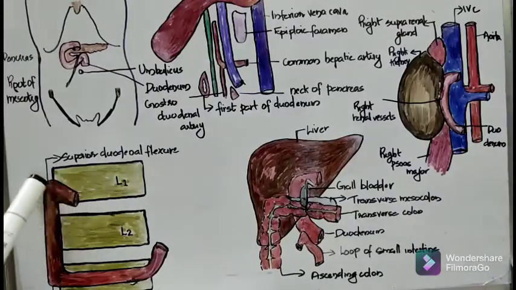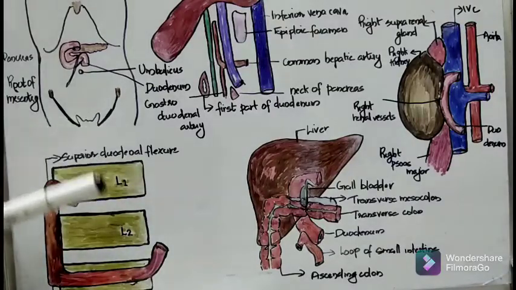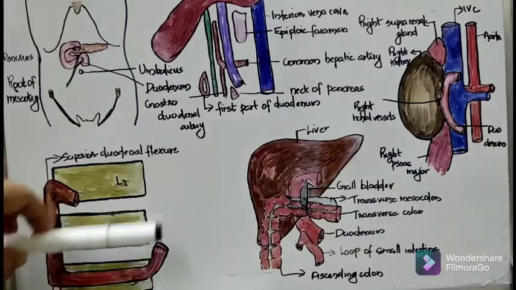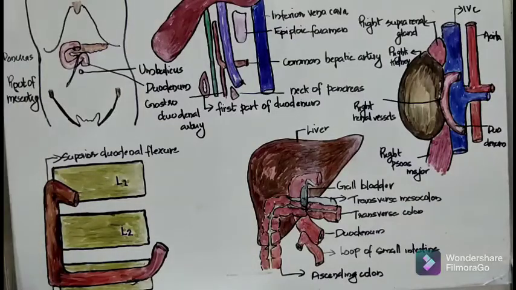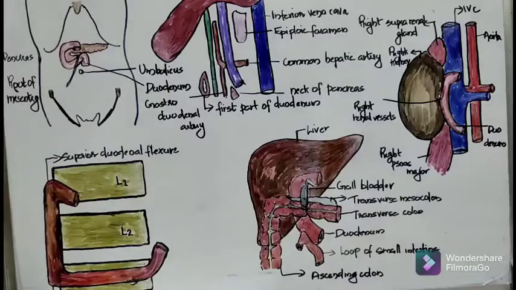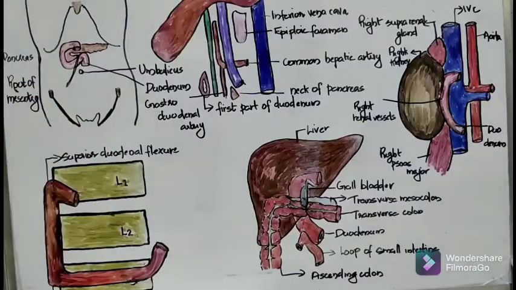The top part is the superior part, this part is the descending part, this is the horizontal part and this is the ascending part. So the duodenum can be divided into 4 parts: the superior part, the descending part, the horizontal part and the ascending part. It is seen opposite to the L1, L2 and L3 vertebra.